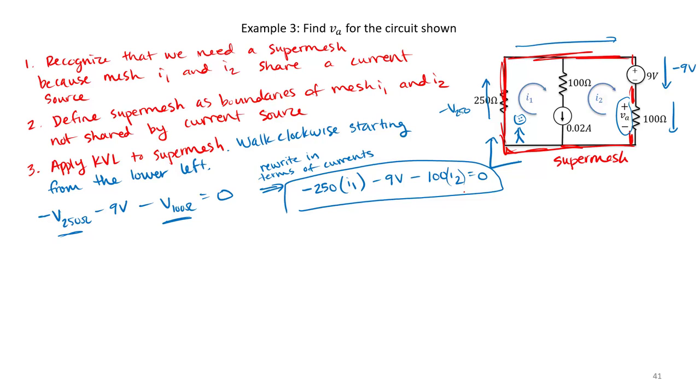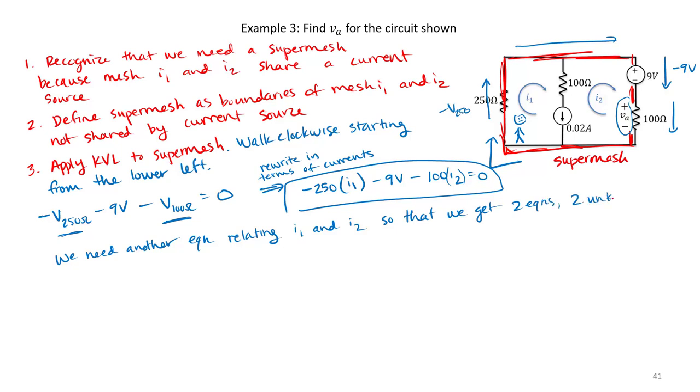So I need another equation relating I1 and I2 so that we get two equations and two unknowns. Well, how else can we relate I1 and I2? Have any other ideas? What happens if we apply Kirchhoff's current law to the bottom node?